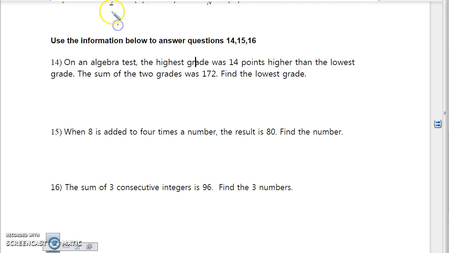Hey everyone, I wanted to make a quick little video over some of the word problems on here, just so we can make sure we're clear. Basically, make sure you know how to set these equations up. So 14, this is from your quiz review.